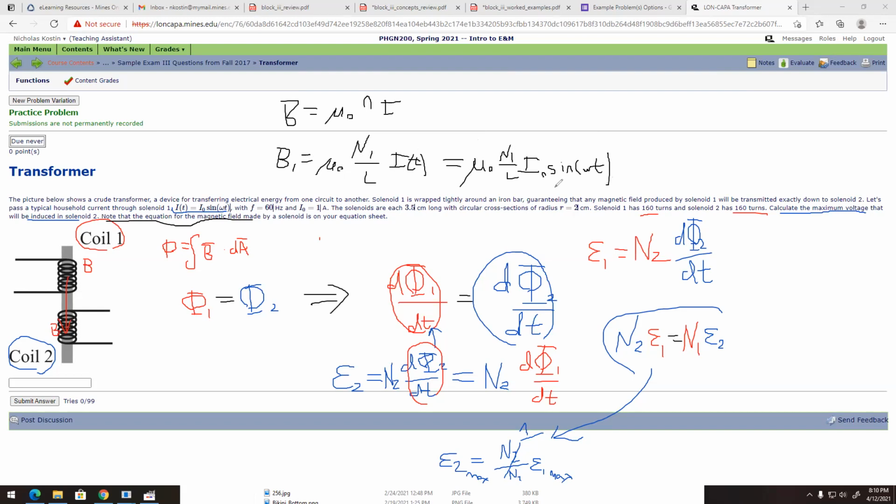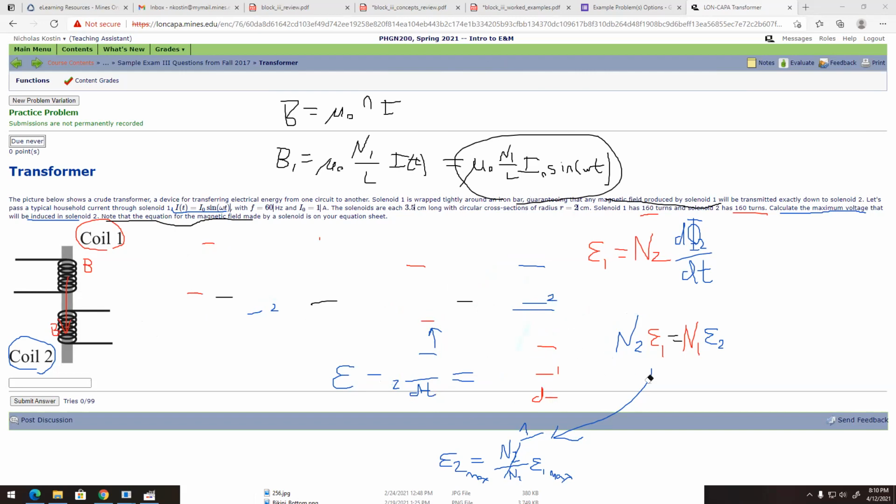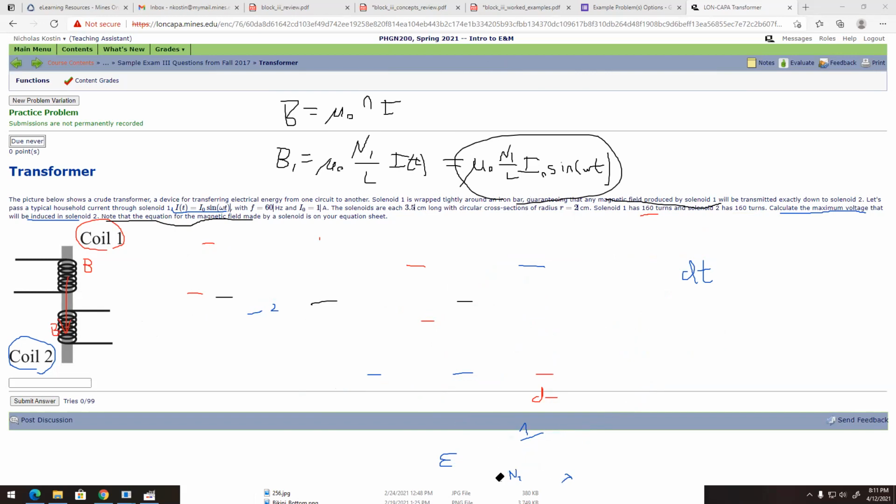Cool. And if that's the B field in solenoid 1, it's a transformer, which means they're wrapped around the iron core, which means any magnetic field produced by this solenoid will be in solenoid 2. So the B field in solenoid 2 is this exact same thing, which means that the flux in solenoid 2, if I clear some space, is going to be transmitted directly to solenoid 2.